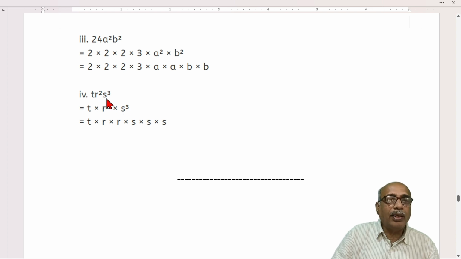Next, t r square s cube. So t is once only, r square is there and s cube is there. So t into r into r into s into s into s. So these are the factors.